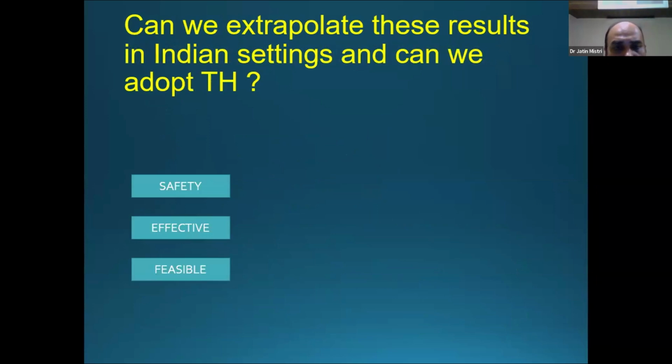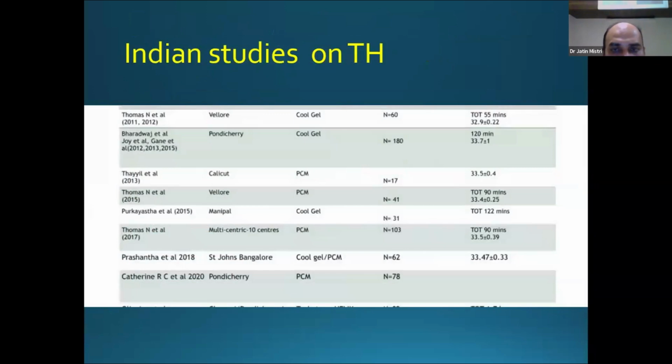In those years, a number of trials happened in India as well. All of these trials used low cost cooling devices: cool gel, phase changing material, water bottles. There was some definite benefit, but still no servo control device was used. Following this, more studies were done in the subcontinent and in LMIC, and the HELIX trial was conducted from 2015 to 2019. But before that, there was evidence that cooling does work even with low cost devices, and it was showing to be beneficial.